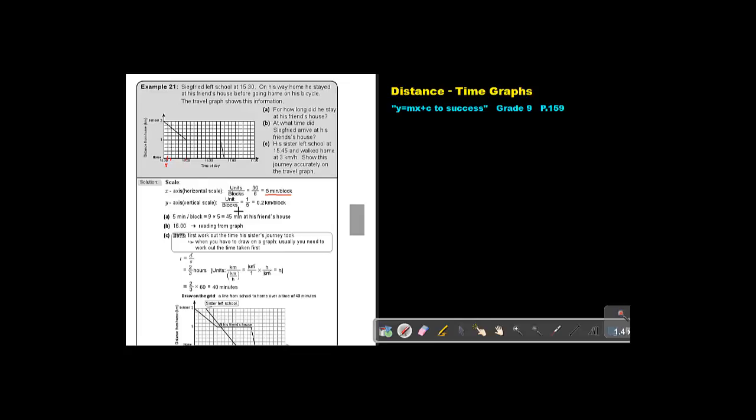Let's look at the y-axis. The first unit is 1. And how many blocks are there? 1, 2, 3, 4, 5. So 1 divided by 5, so it's 0,2 kilometers per block. What does it mean? It means that this one is 0,2. This one, now I count in multiples of 0.2, so it's 0.4 and so on.